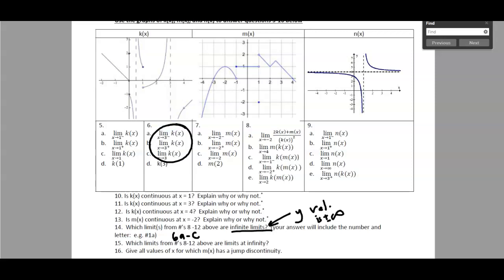What else was an infinite limit up here? I believe we also had some infinite limits here. Here the answers were infinity as well. So you could say 9a and b, like so.